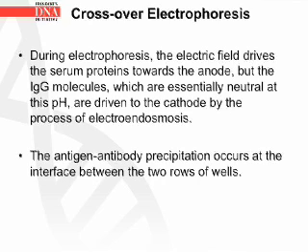During electrophoresis, the electric field drives the serum proteins towards the anode, but the IgG molecules, which are essentially neutral at this pH, are driven to the cathode by the process of electroendosmosis. The antigen-antibody precipitation occurs at the interface between the two rows of wells.